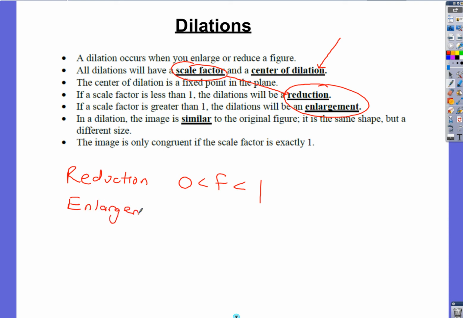Enlargement. I should see pencils going as he's writing this. The scale factor is greater than 1.